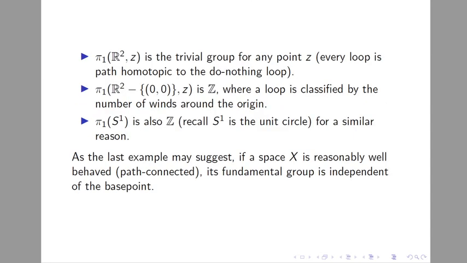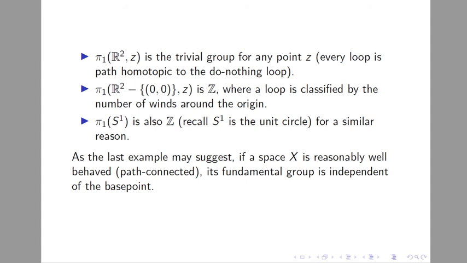As an example, the fundamental group of R2 with any base point is the trivial group with only the identity, because any loop can be reeled into the identity loop. On the other hand, the fundamental group of R2 minus the origin with any base point is Z, the integers, because a loop is classified by the number of times it winds around the origin. Finally, the fundamental group of the unit circle S1 is also Z because of the same winding number argument.